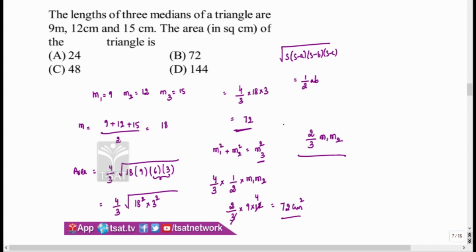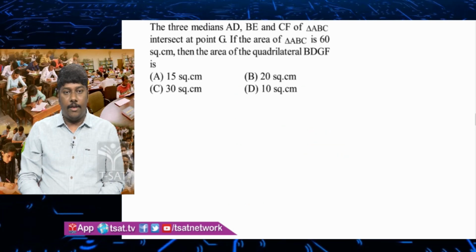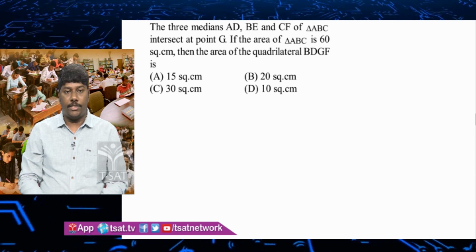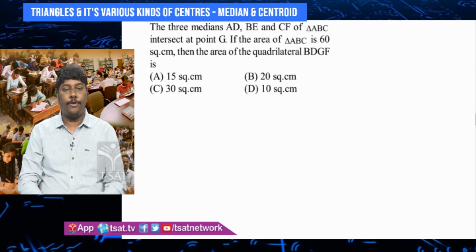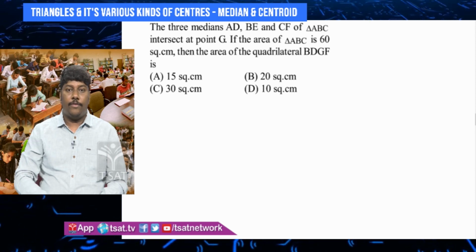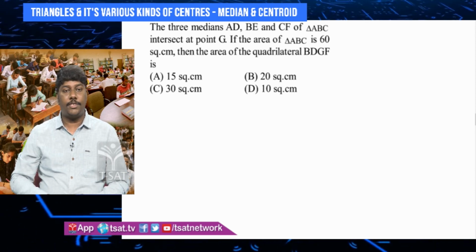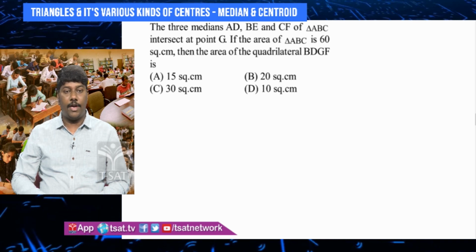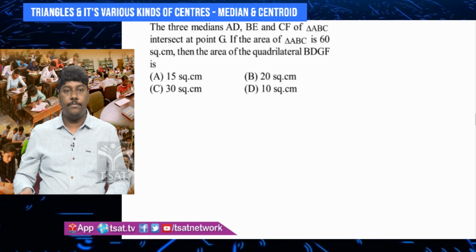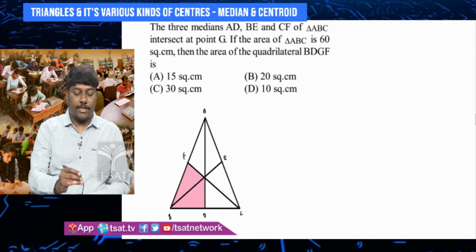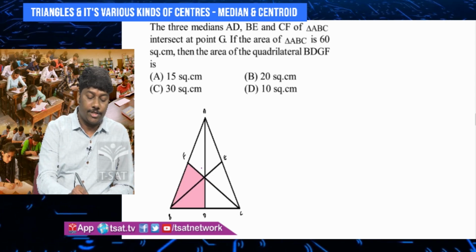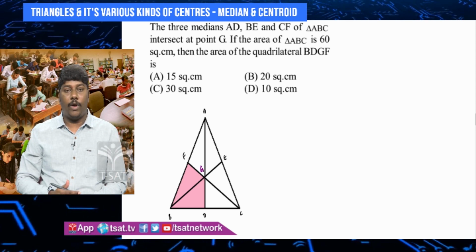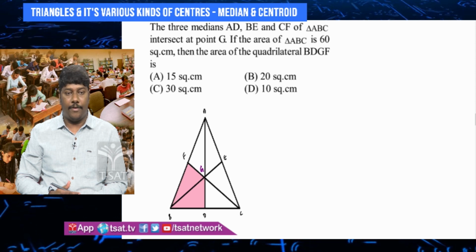Let us look at the next one. The three medians AD, BE and CF of triangle ABC intersect at a point G. We know the intersection point of medians is the centroid. If the area of triangle ABC is equal to 60 centimeters square, then the area of the quadrilateral BDGF is, let me get the figure. So, here ABC is a triangle and they intersect at the point G. G is called the centroid. Now, the shaded region is the area of the quadrilateral he is asking you, BDGF.